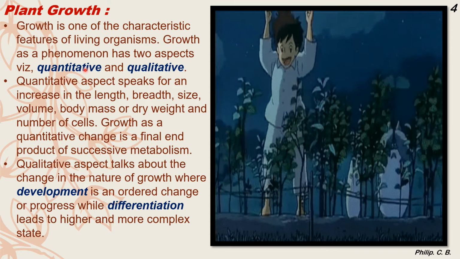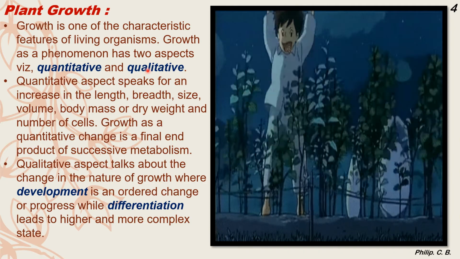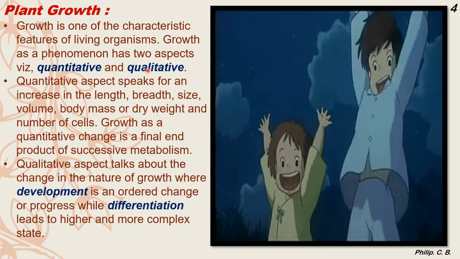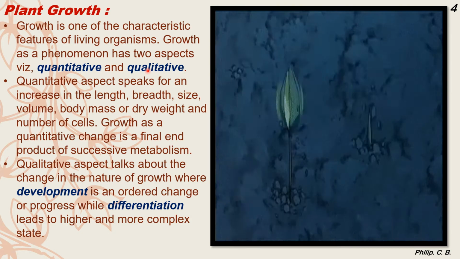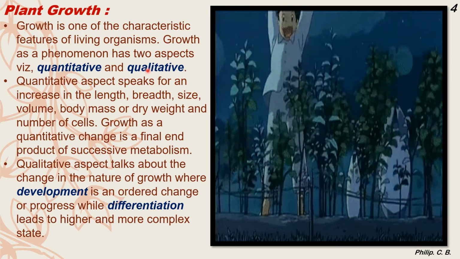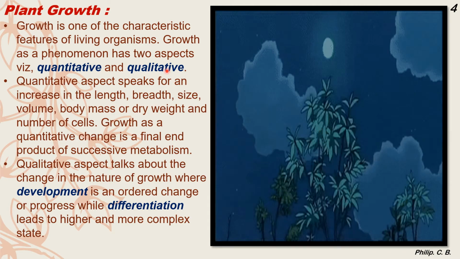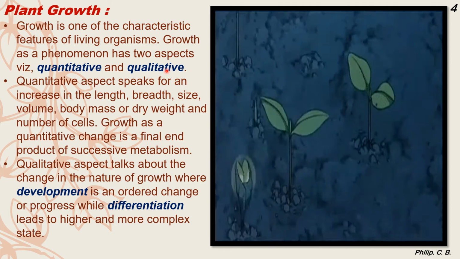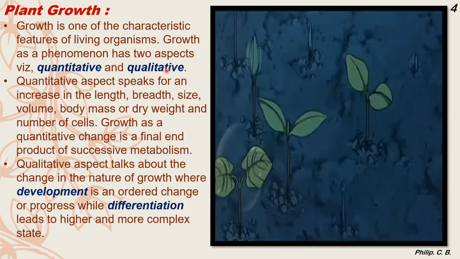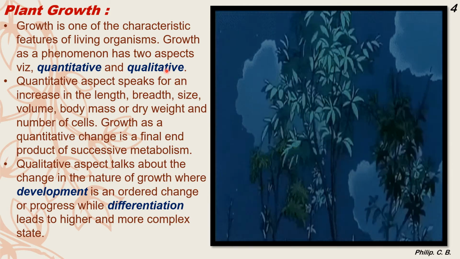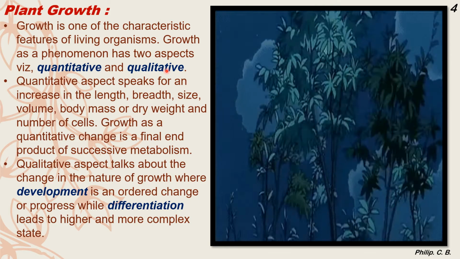Growth as a phenomenon has two aspects, quantitative and qualitative. As we know, growth is an important aspect for every living organism, whether it's a plant or an animal, all the organisms grow. Now here the two aspects, one is the quantitative and the other is the qualitative. When you say quantitative, it is basically the length, breadth, the body mass, etc. Whereas the qualitative is as we see the root, seed, fruits or the plants as they get developed and differentiate into various parts of the plant body.